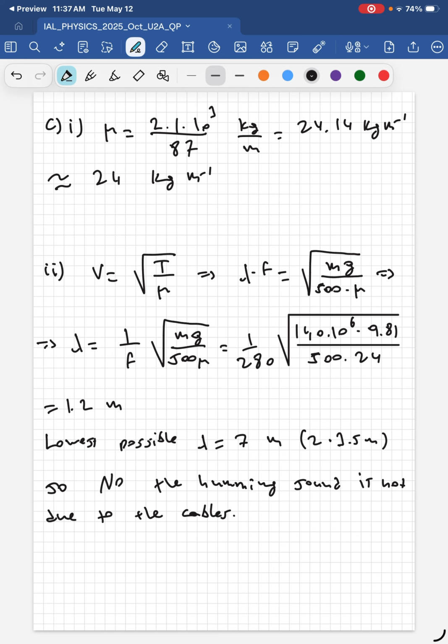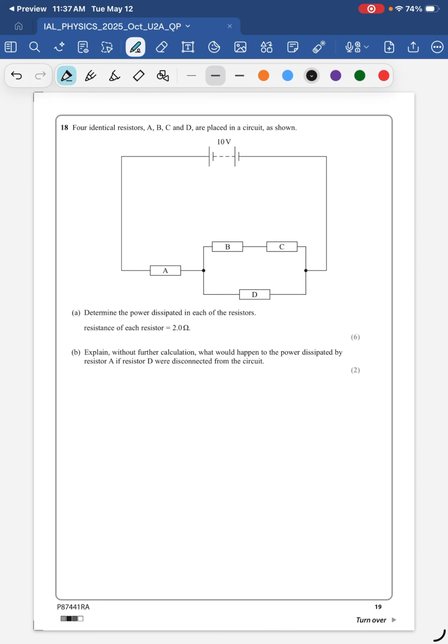18 is the last one in this paper. Okay, 4 identical resistors A, B, C, and D are placed in a circuit as shown. Determine the power dissipated in each of the resistors. The resistance of each resistor is 2 ohms.